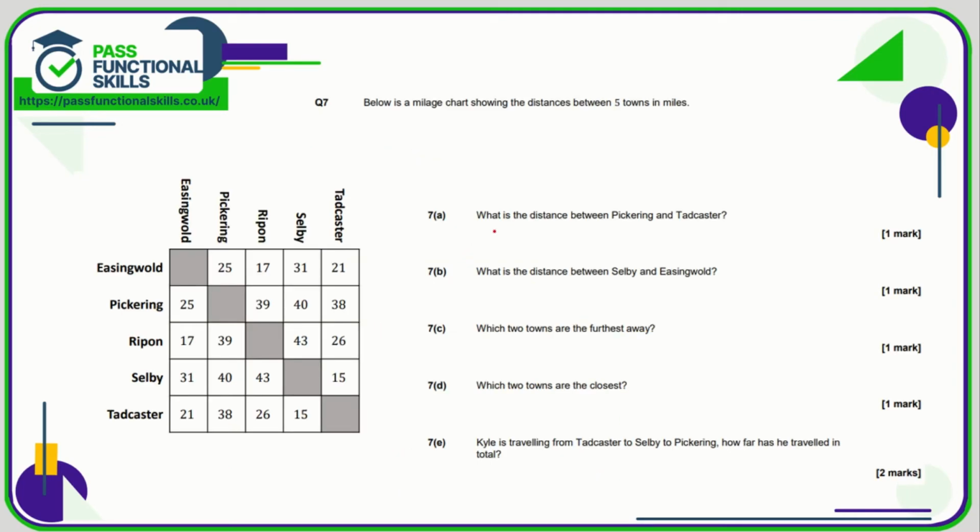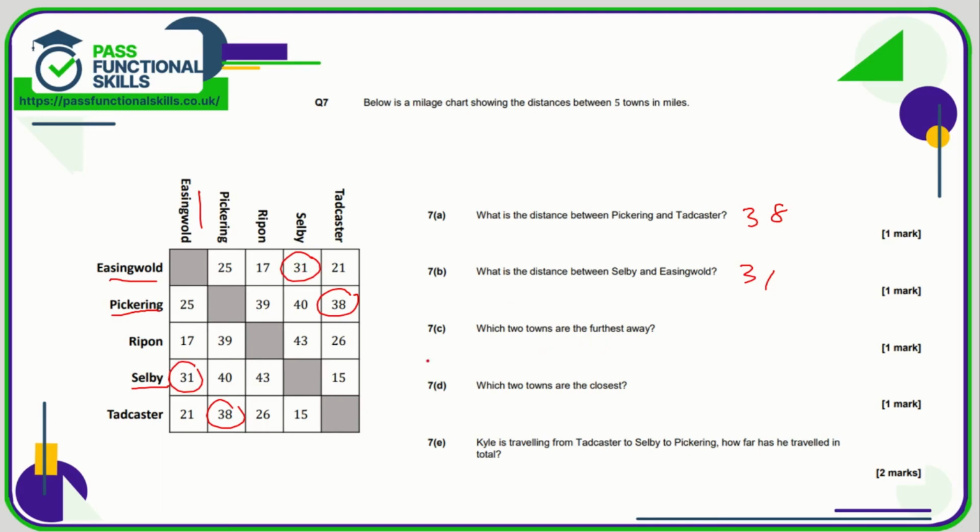And question number 7, what is the distance between Pickering and Tadcaster? Well, let's find Pickering and Tadcaster, that is 38, or you can find Tadcaster and Pickering, but it's still the same, it's 38. Selby to Easingwold, well, here's Selby, here's Easingwold, that's 31. Again, you can find Easingwold and Selby. Doesn't matter which way around you do it, the numbers are duplicated.